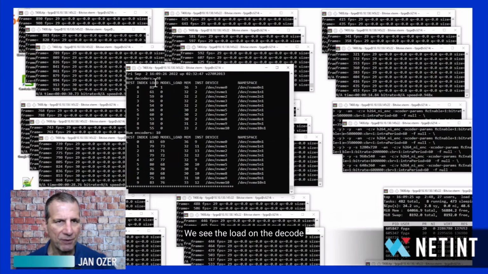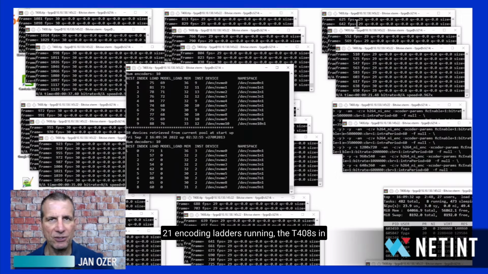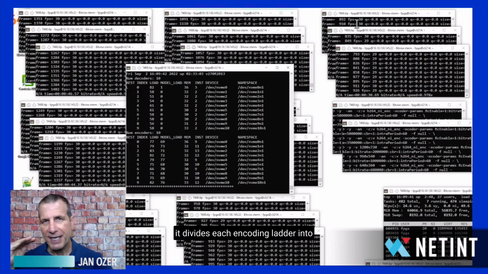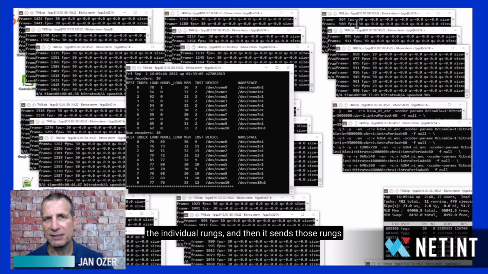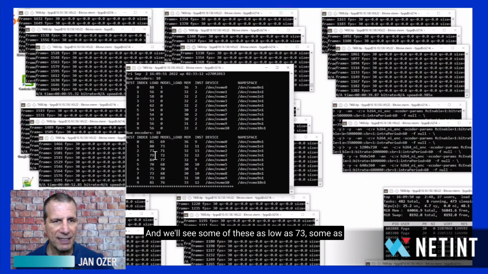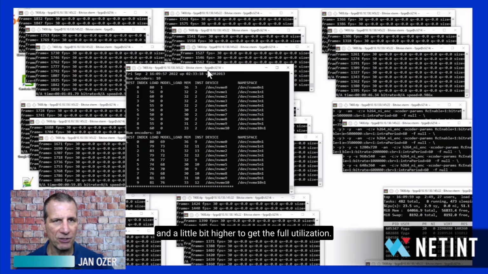So now we're up and running. We see the load on the decode and the load on the encode. And what's happening is now that we've got 21 encoding ladders running, the T408s in the system are going through some load balancing. What the software that sits over the T408s does is divide each encoding ladder into the individual rungs, and then send those rungs to the different T408s depending upon the load. We'll see some of these as low as 73, some as high as 81, and those will gradually come to a similar level and a little bit higher to get to full utilization.